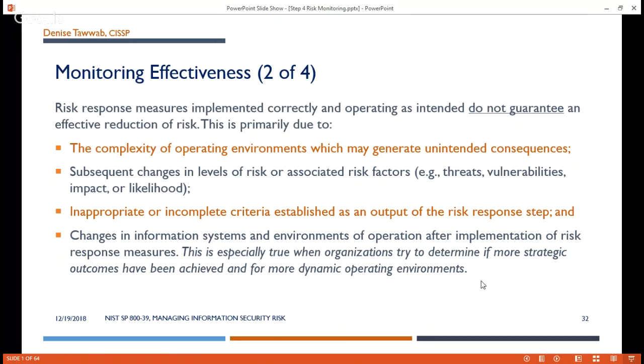Three, inappropriate or incomplete criteria established as an output of the risk response step. And four, changes in information systems and environments of operation after the risk response measures have been implemented. This is usually true when organizations try to determine if more strategic outcomes have been achieved and for more dynamic operating environments.